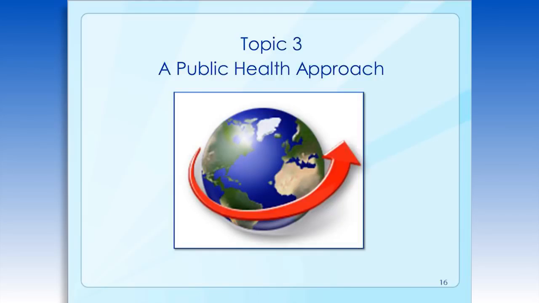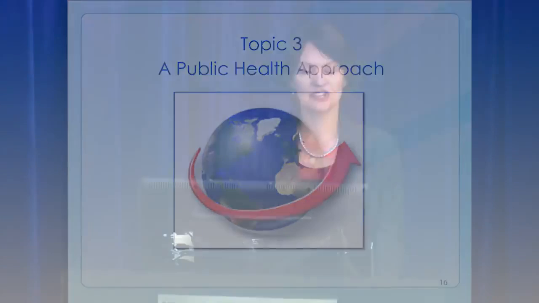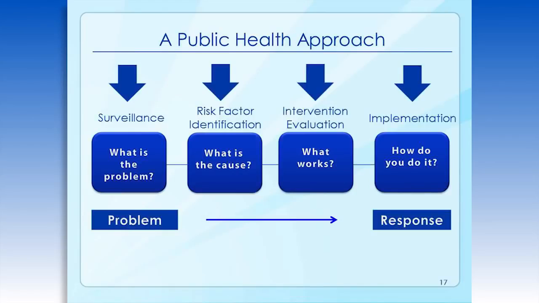So now let's talk about public health in the broader context. As we've seen, public health problems are diverse. They include infectious diseases, chronic diseases, emergencies, injuries, environmental health problems, as well as a multitude of other health threats. Regardless of the topic, though, we take the same approach to a public health problem by following 4 general steps. First, we ask, what is the problem?